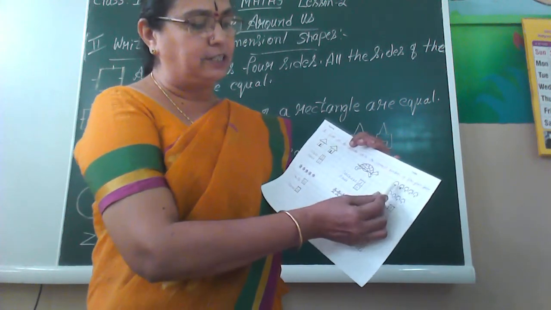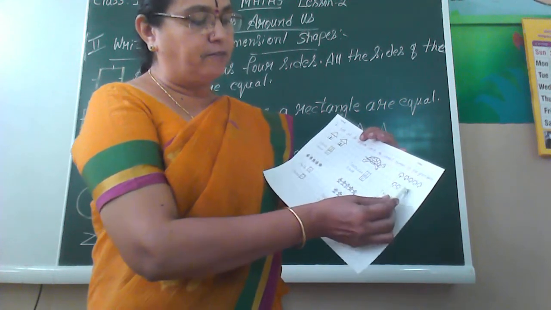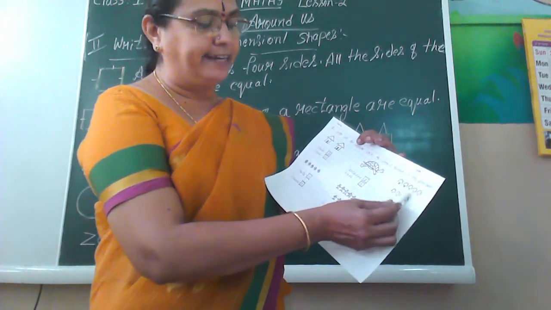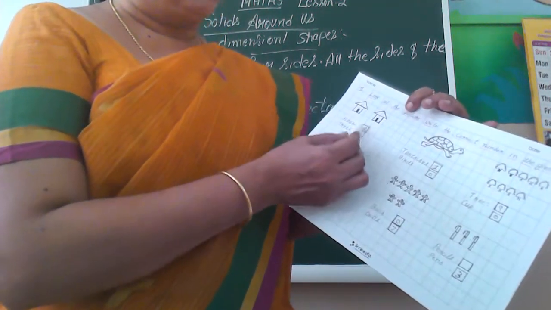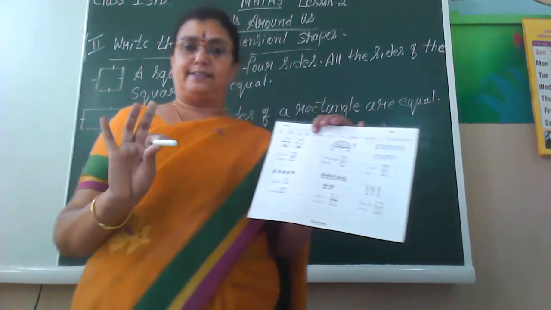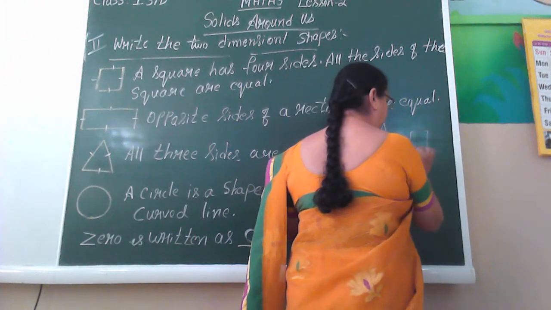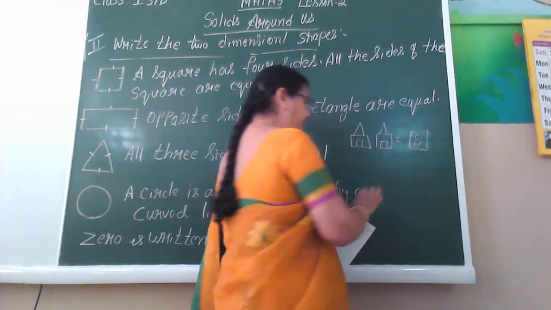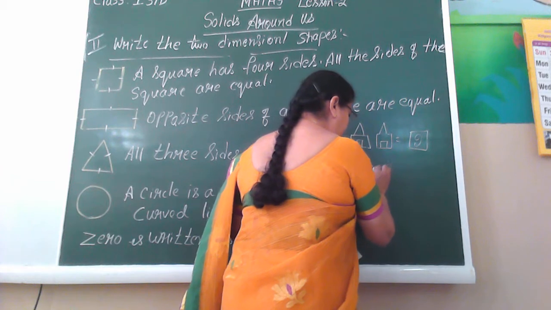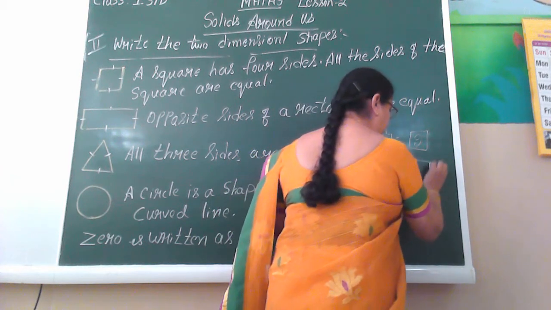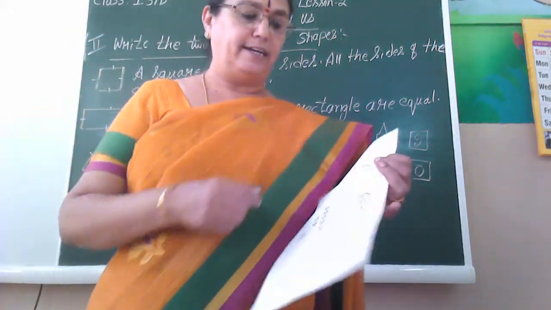Here how many trees? 1, 2, 3, 4, 5, 6, 7, 8. 9 trees are there. See, only 2 houses. The tree is 0. There is no tree. There are only 2 houses, you have to write that in the box. They are asking about tree. Tree is how much? So you have to write 0 for that. There is no tree, then it is 0.